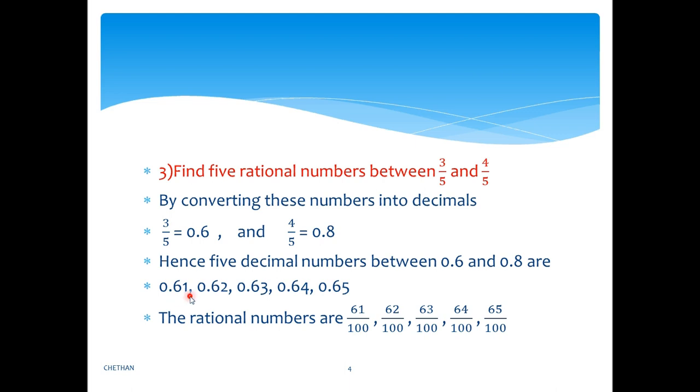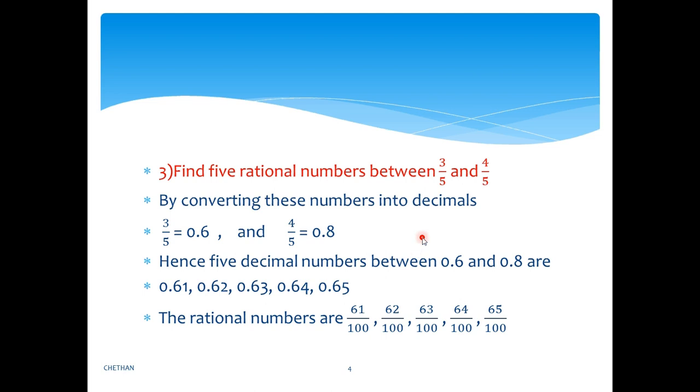After the decimal we are having two numbers, which means the denominator is 100. 0.62 is converted into 62 by 100. 0.63 converted into 63 by 100. 0.64 converted into 64 by 100. 0.65 converted into 65 by 100. These 5 numbers, 61 by 100, 62 by 100, 63 by 100, 64 by 100 and 65 by 100, lie between 3 by 5 and 4 by 5.